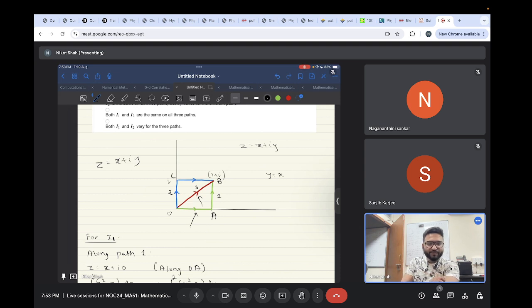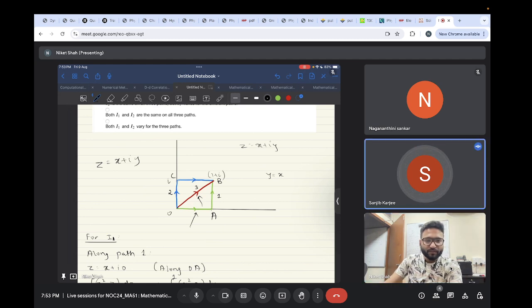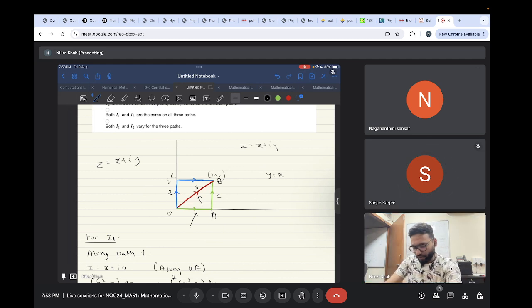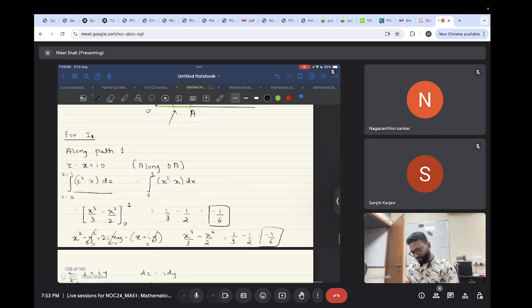Is there any doubt here? If there is a question on how to do this integral, I can show it to you again. You should be clear with how to solve a contour integral using these first principle methods. So please, if there is any doubt, ask right now. Sanjeev, Nagananthini, sorry, my bad. No doubts? Okay, all right.